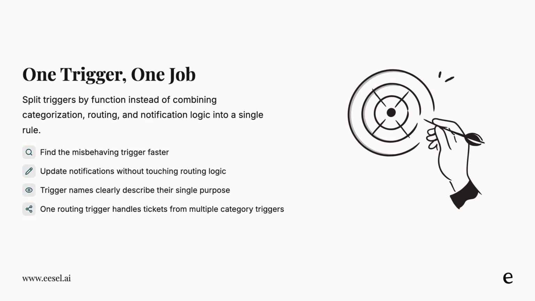Experienced Zendesk admins keep triggers focused on a single outcome. Instead of one trigger that categorizes, assigns, and notifies, use 3 separate triggers. When something breaks, you know exactly which one caused it. And changing your notification template cannot accidentally break your routing logic.